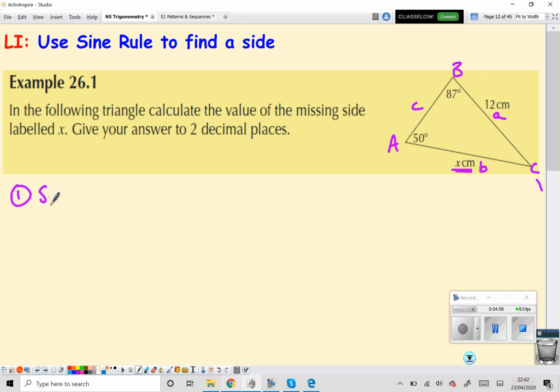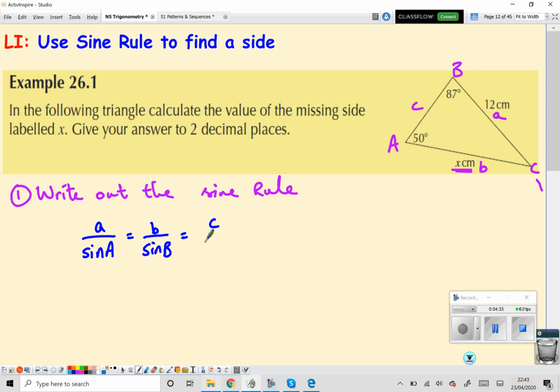That's what I would always start off with first. Okay, so we're going to write out the sine rule. So for this triangle, the sine rule is A over sine A equals B over sine B equals C over sine C. Right? Now, in a similar way to which you used SOHCAHTOA, what you would do now is tick off the sides and angles that you know.